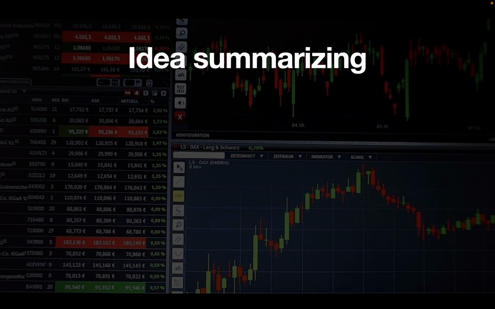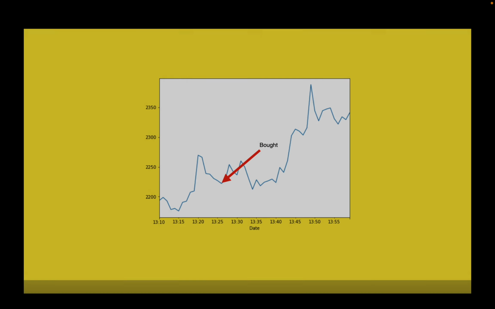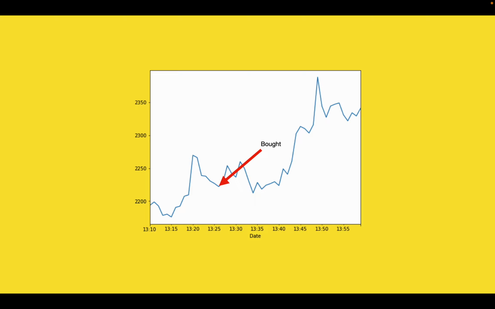So the idea in words is to capture very short-term reversal effects and try to take advantage of them without sitting too long on a position. Let's take a look at an example to make this more clear.